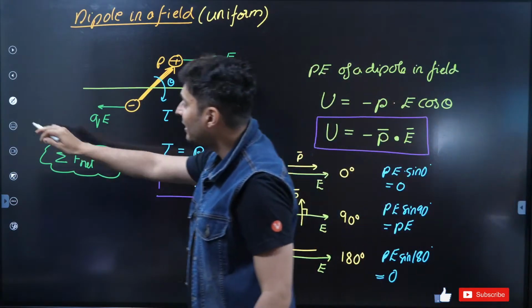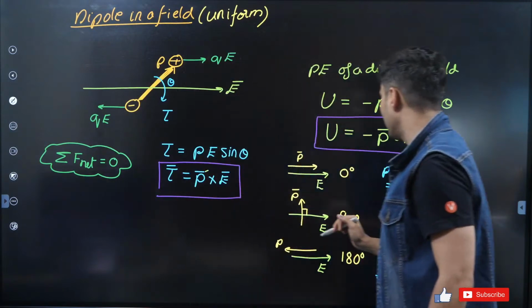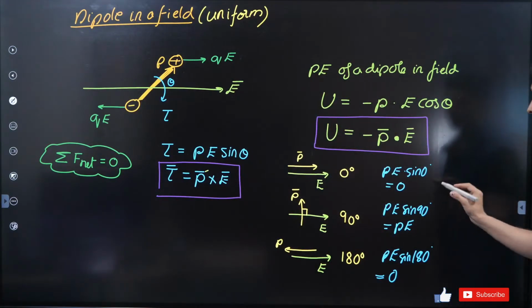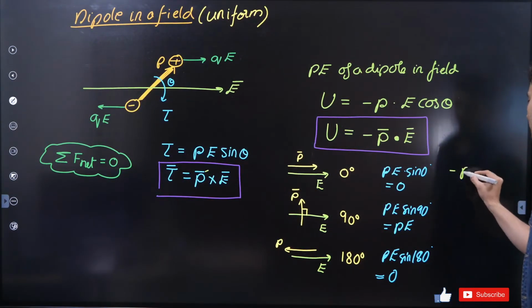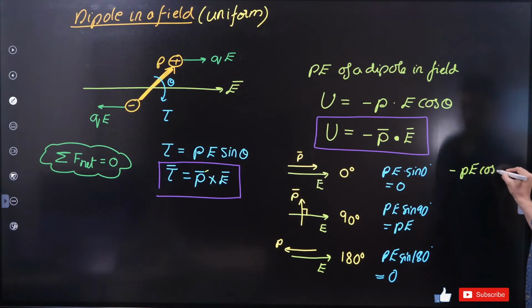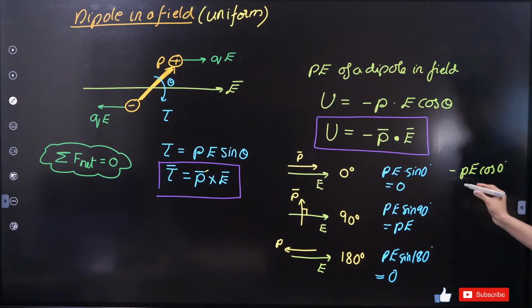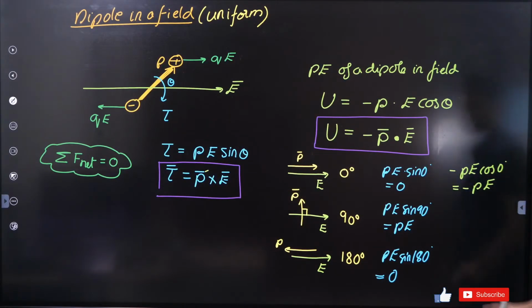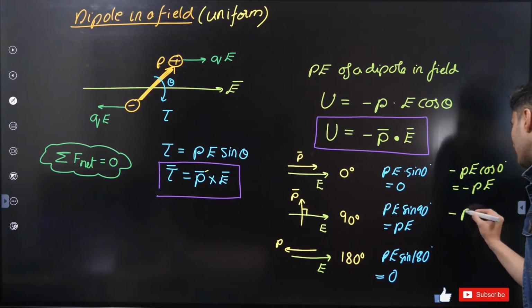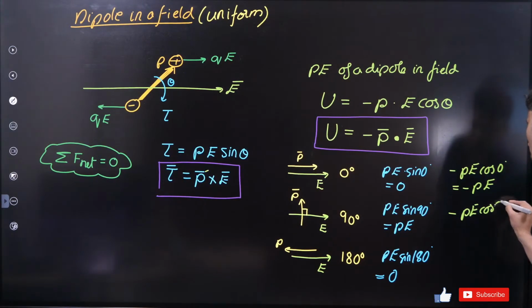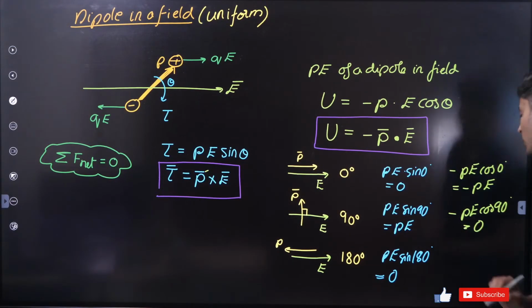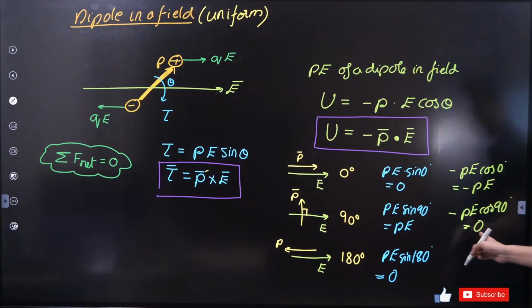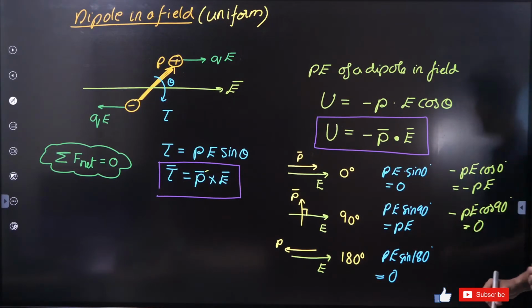If you talk about energy, things are a little bit different here. In the first case, energy will be minus P E cos 0. Cos 0 is 1, so hence the answer will be minus P E, obviously. In the second case, it will be minus P E cos 90. Cos 90 is 0, so the answer is going to be 0. So when torque is maximum, energy is 0.